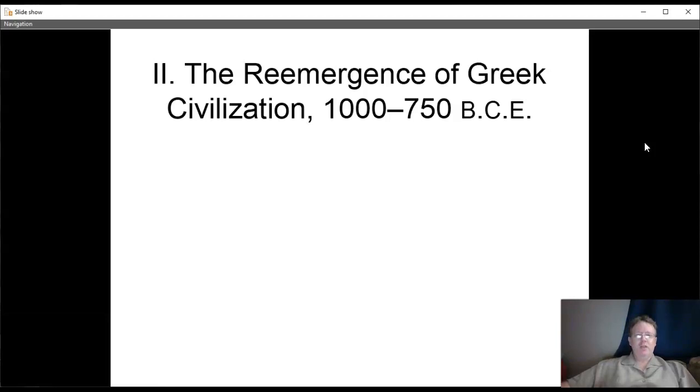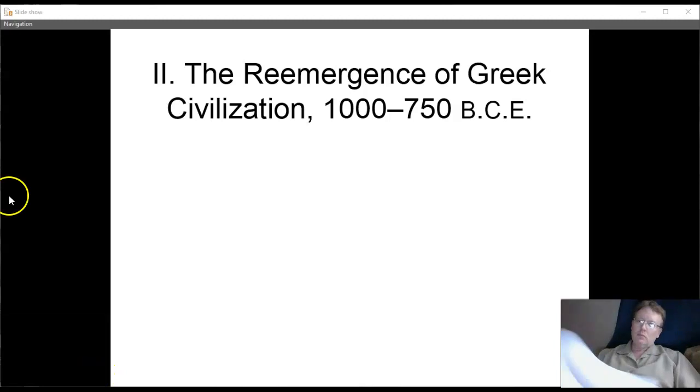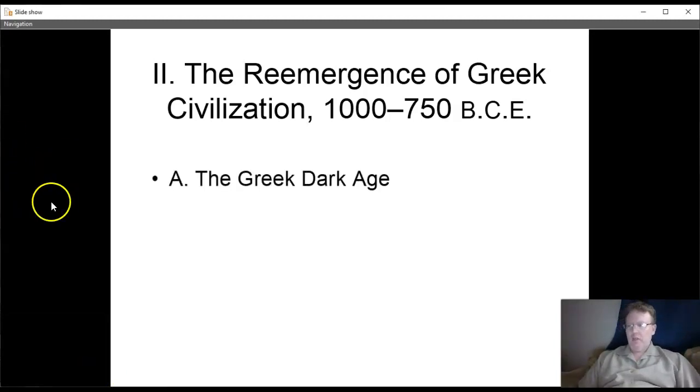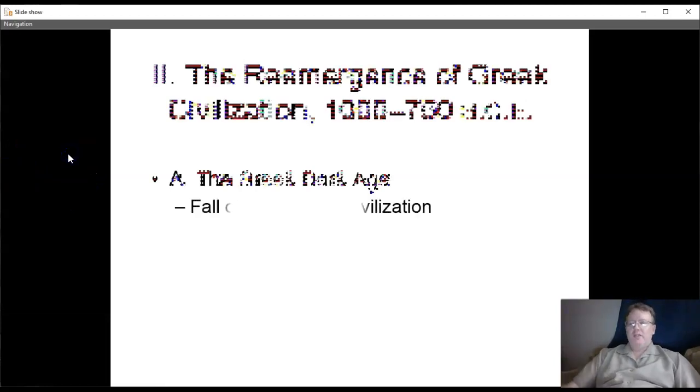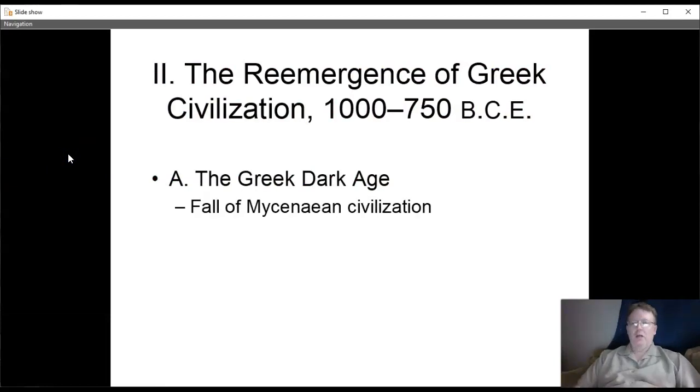All right, let's shift gears to Greek civilization and the reemergence of Greek civilization after the Dark Age, which is sort of what we ended the last chapter on. So we're going to look at the Greek Dark Age here. After the fall of the Mycenaean civilization, probably around, circa 1200 BCE, Greek society endures poverty and depopulation for a couple of centuries, basically.